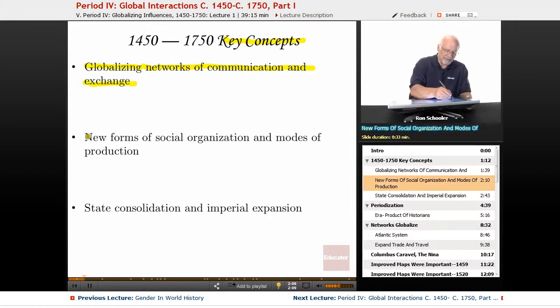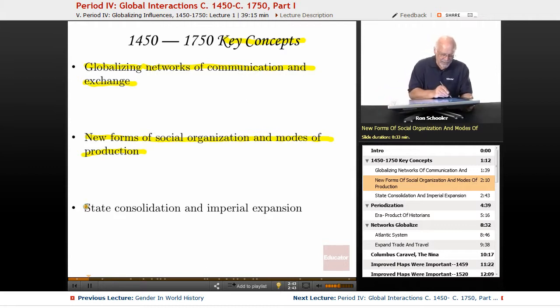Also, secondly, we have new forms of social organization and modes of production come into play. By social organization, we mean that with the mixing of peoples, we have to come up with where are people, what are the levels? And we're going to find some new products that are going to be very popular, and we're going to use new ways of producing them and distributing them.